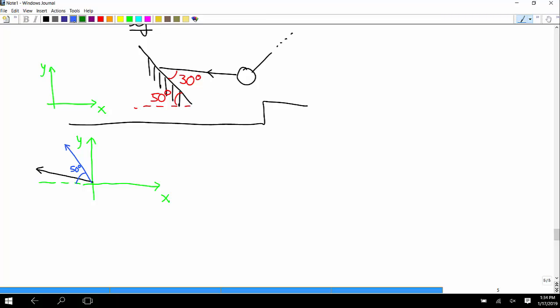And so I'm going to start at the positive x-axis, and I'm going to go counterclockwise on the positive x-axis. And so from the positive x-axis to that blue vector, what's the angle? 130, right? Yeah. So theta is equal to 130 degrees.